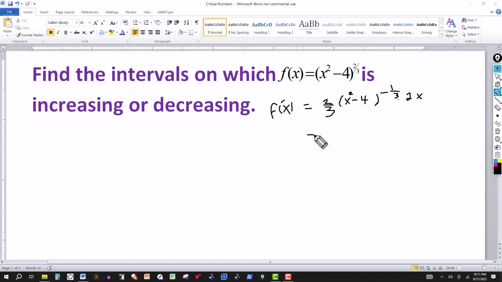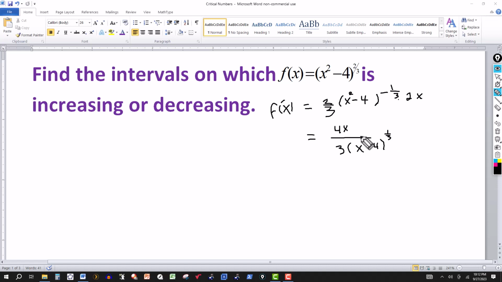Let's rewrite this. Multiply the 2 and the 2x over here, that'll give us a 4x, and I'm going to bring this x squared minus 4 to the negative 1/3 to the denominator, put it here with a 3, and that just changes the sign of the exponent. The x squared minus 4 to the positive 1/3.